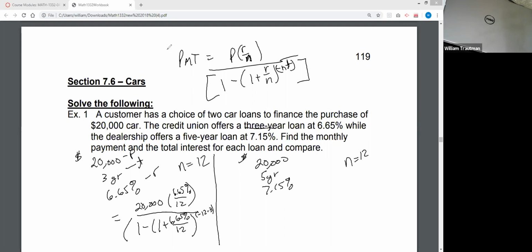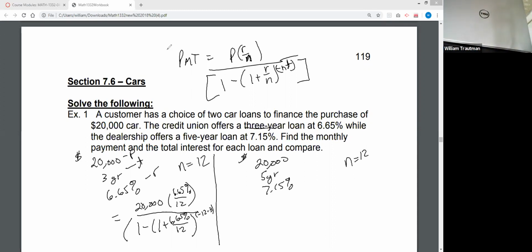There we go. I'm trying to get it to where it's not too bright. There we go. 20,000 times 6.65% divided by 12. Now I've got to put all that stuff down on the bottom.